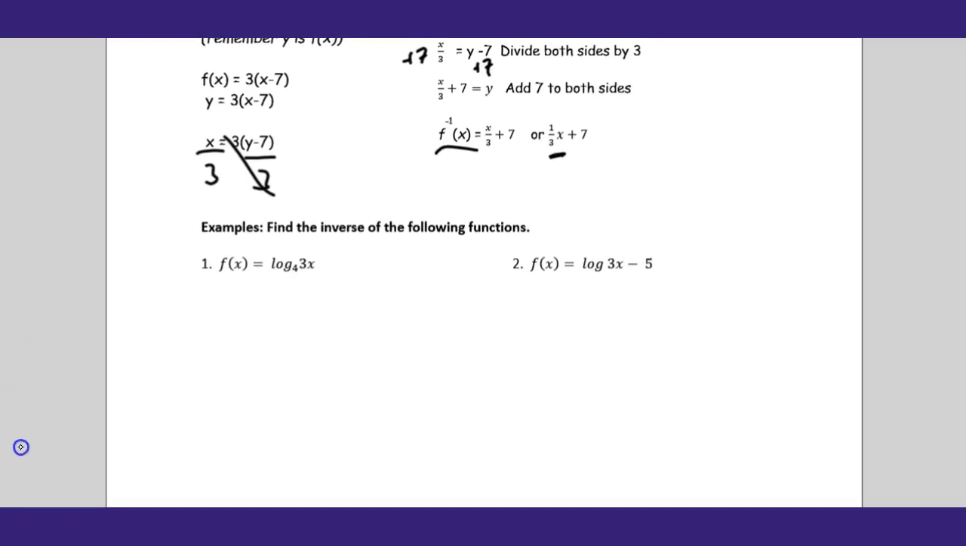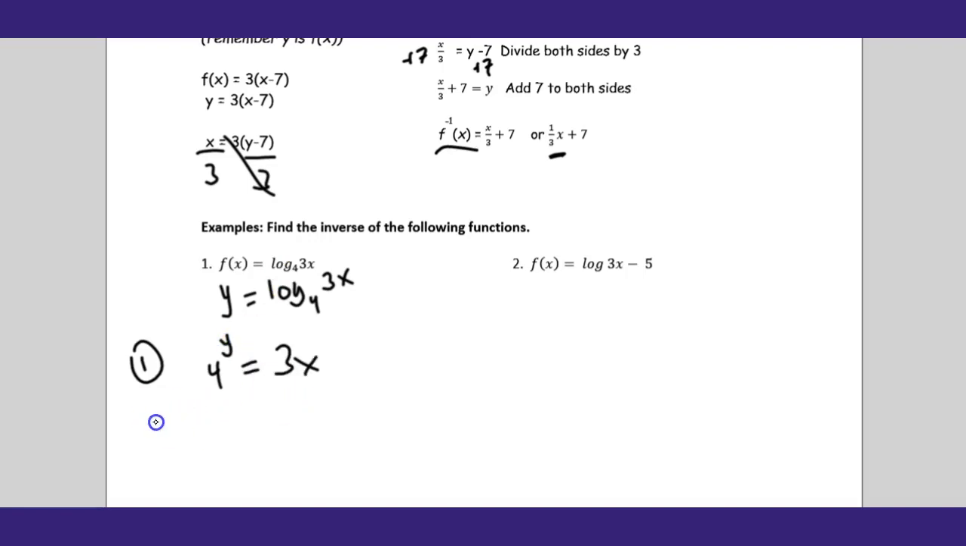So the same rule applies for logs. Here's what I mean. Right here, you have this log. For finding the inverse, we're going to write this like this, y equals log base 4 of 3x. Step 1, rewrite it as an exponent. So you have 4 to the y equals 3x.